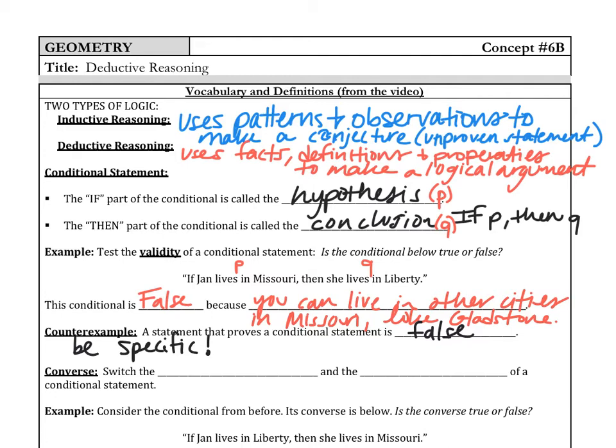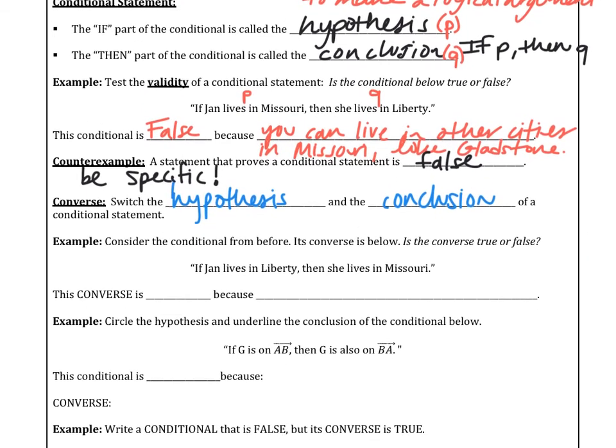Okay, moving on to our next thing today, which is called the converse. If you switch the hypothesis and conclusion of a conditional statement, you get a converse. So you will just flip the order. And that gets you a converse.